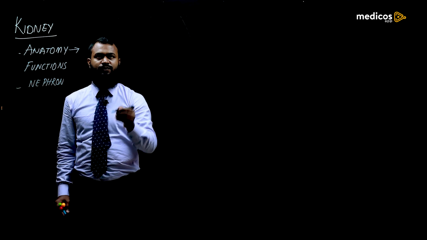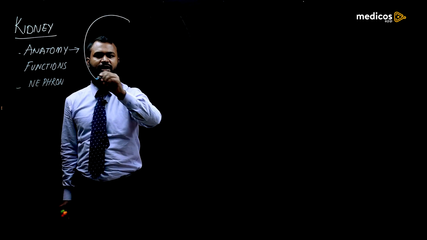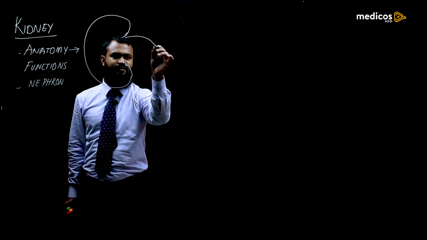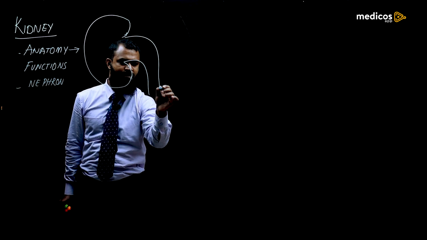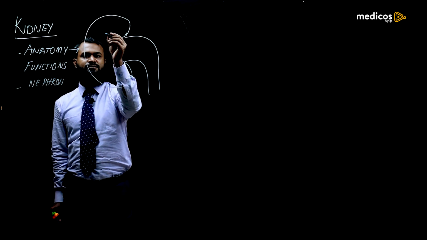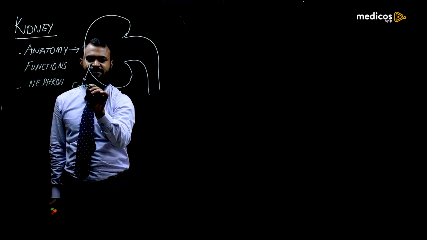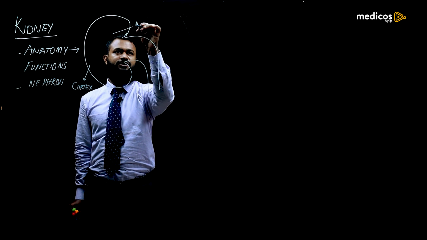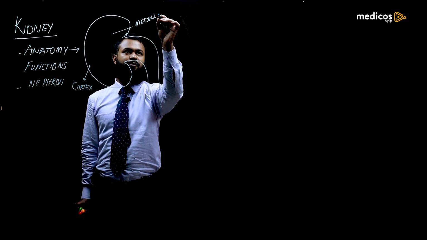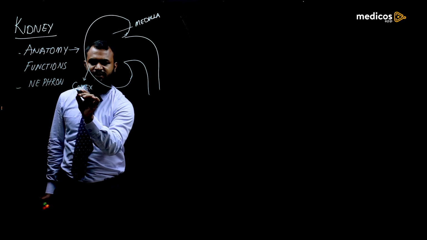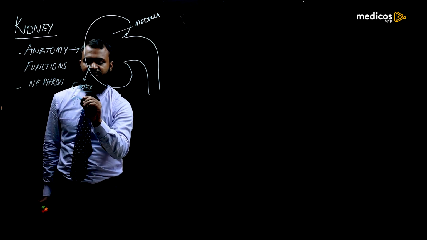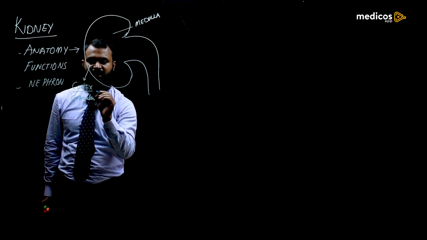So when we take the anatomy of the kidney, the kidney is like this. It has an outer cortex part. This is the outer part, that is cortex, and the inner part is called medulla. The outer cortex always gives a granular appearance.